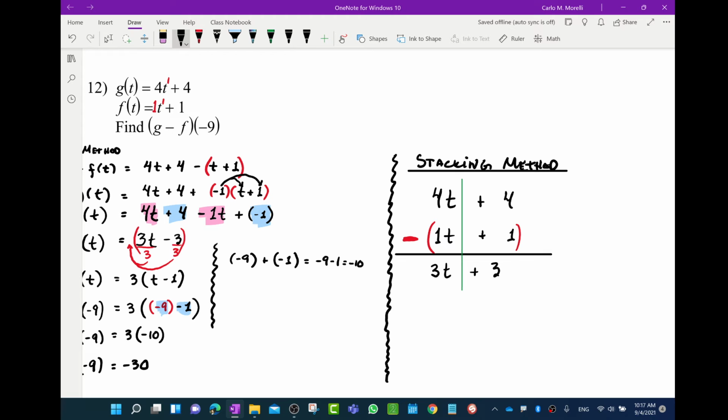So let's see what we have here. The difference of functions g and f with respect to t, or evaluated at t, is equal to 3t plus 3.